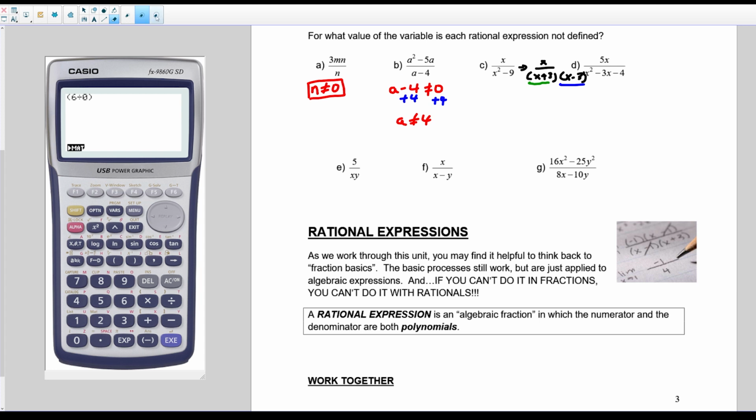So looking at our green factor first, we have x plus 3 cannot equal 0. So we can go ahead and subtract 3 from both sides. And we get x cannot equal negative 3. For our factor here in the blue, we have x minus 3 cannot equal 0. Let's go ahead and add 3 to both sides. And we get x cannot equal positive 3.